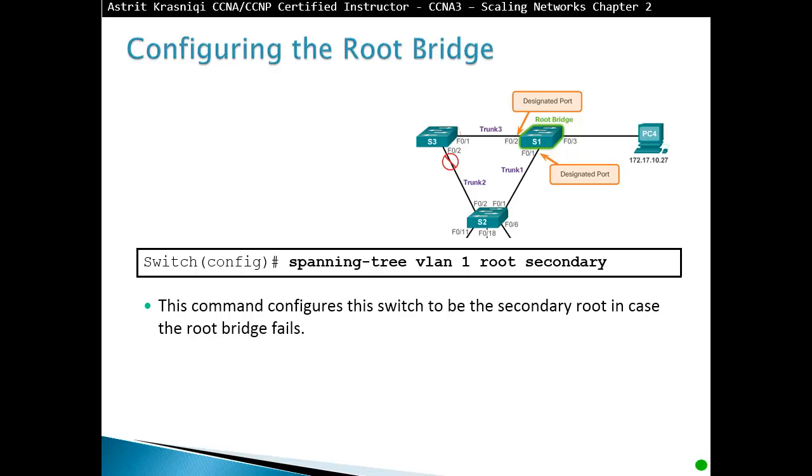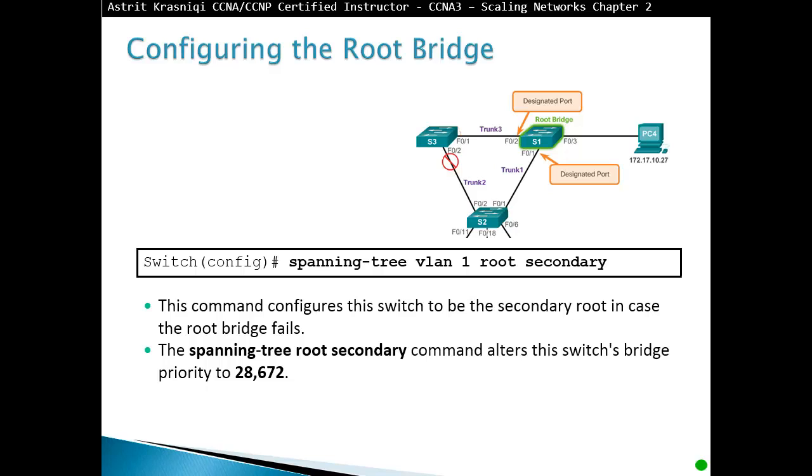And then if you want to have a backup of the root bridge, you create a secondary. This command configures the switch to be the secondary root in case the root bridge fails. The spanning tree root secondary command alters the switch bridge priority to 28672. If the root switch fails, the switch becomes the next root. So if the root bridge fails, then this switch with this command will become the next root bridge.